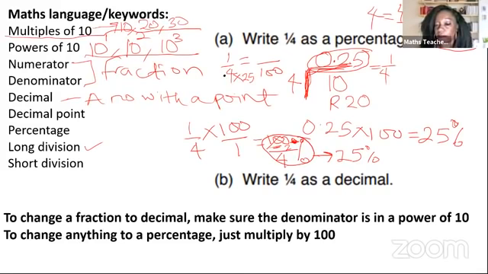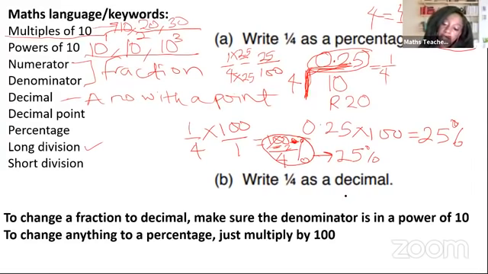And then you tell them, okay, 4 times 25 is 100. Whatever you've done to the denominator, you've got to do it to the top. And so they now have it as 1 times 25, which is 25. And so anything out of 100 becomes 25% for them for a quarter.